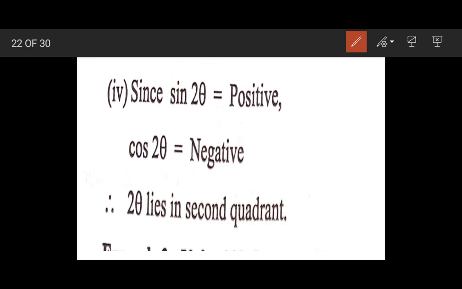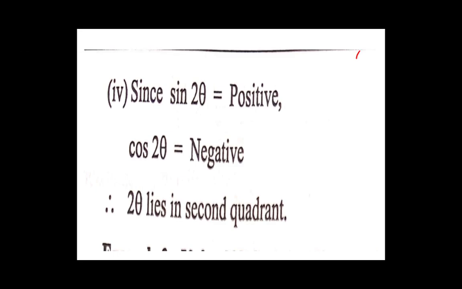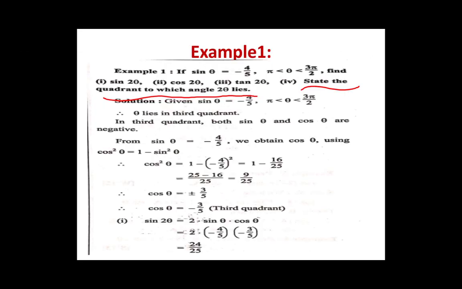So clear? First example is sin theta is given, right? And we have to find sin 2 theta, cos 2 theta, tan 2 theta, and we have to state in which quadrant angle 2 theta lies. Okay.